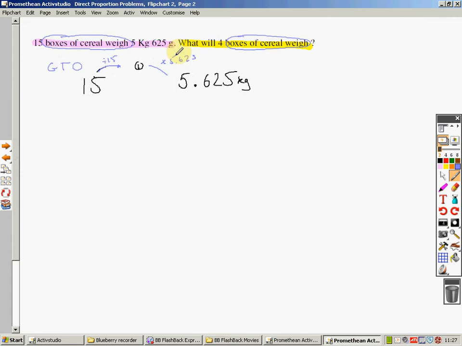Write that as a machine rule. First bit, and then there's a second stage. First bit was divide by 15 and then times by 5.625, and that was my boxes going in, and out came the weight.